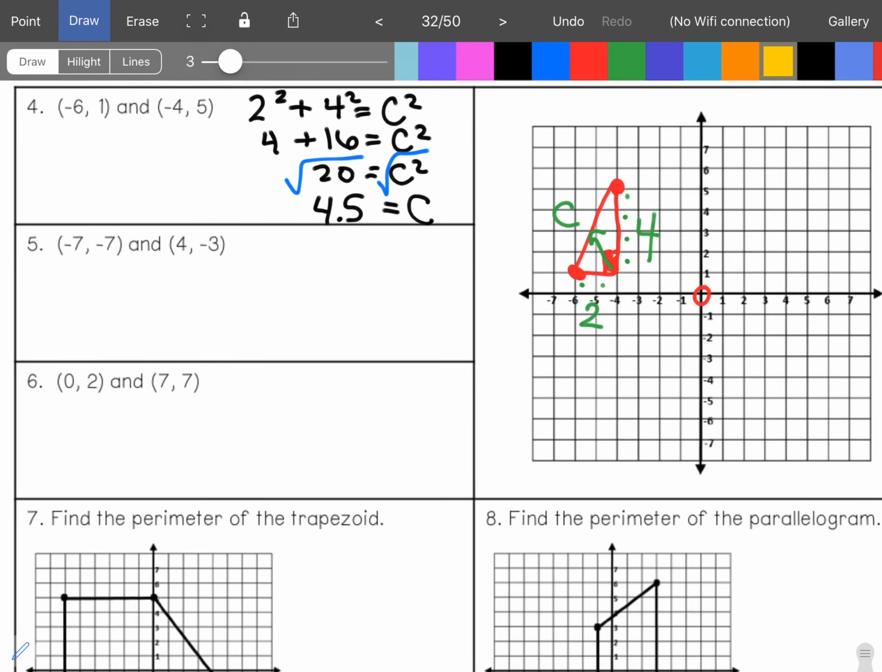Plot the points. -7, -7, and +4, -3. Connect them. Make your right triangle. Label your C. Well, here's our right angle. So my C is always across from there, which means this side is my A and B, or B and A, that doesn't really matter. Okay, the base is going to be how many units?